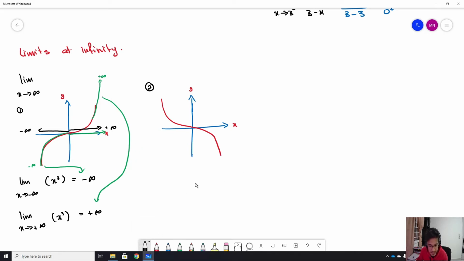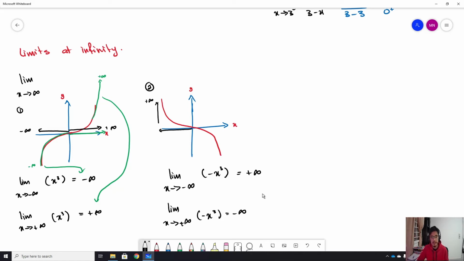Okay, kalau yang belah kanan pula, let's say we have limit x approaching negative infinity for negative x power of 3. So yang ini akan jadi positive infinity. So kita boleh tengok dari sini, when x approaching negative infinity, y akan naik menjadi positive infinity. So when limit x approaching negative infinity, positive infinity of negative x power of 3 akan approaching negative infinity.